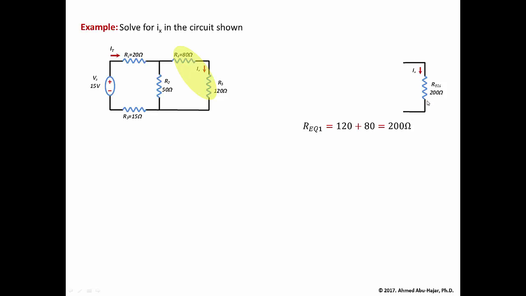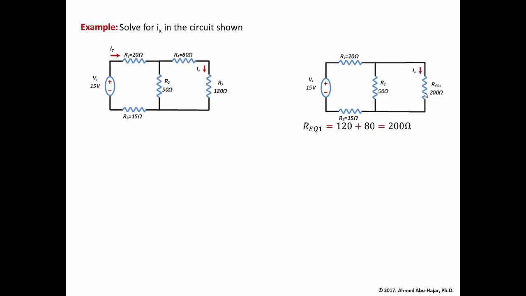It's crucial to redraw the circuit. All we did is combine those two resistors into one equivalent resistor. Then we're going to draw the remainder of the circuit. Now what is important here is that Ix, which is the current going through this equivalent resistance, is the same as the current going through the 120 ohm resistor. Because those two resistors are in series, they're going to have the same current. So Ix is the same current flowing through the equivalent resistance.